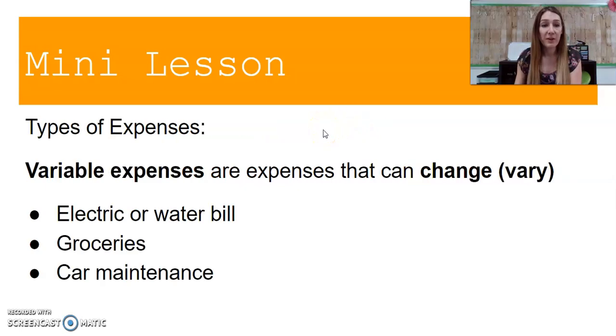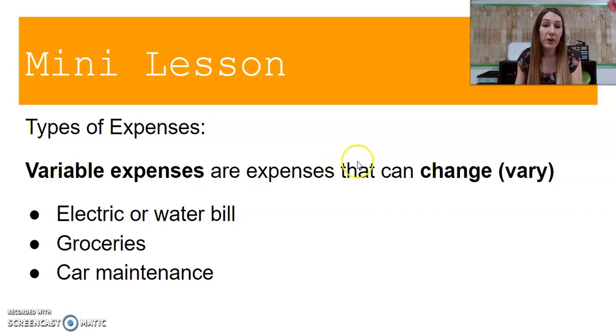So some types of expenses, you have variable and fixed expenses. Variable expenses are expenses that can change or vary. For example, you have the electric or water bill. You don't use the same amount of electricity or water each month, so these expenses are expected to change, right? Those of us who live in Texas, when it's 110 degrees outside, we want to be in the air conditioning. Well, guess what? That uses more electricity, so our electric bill goes up.